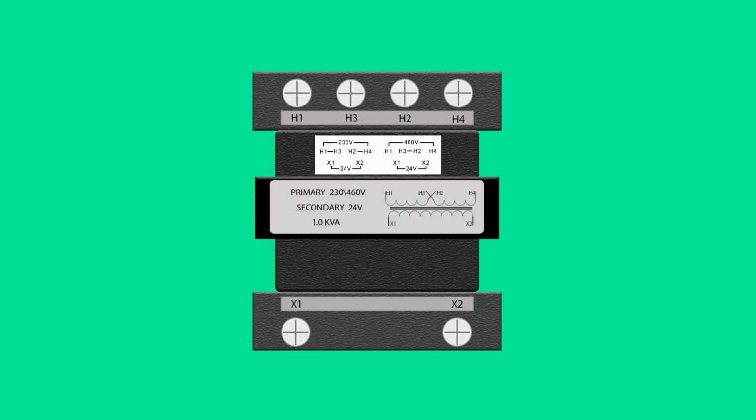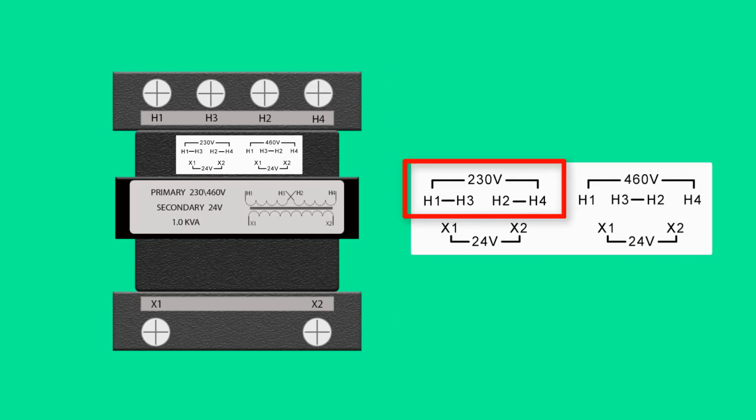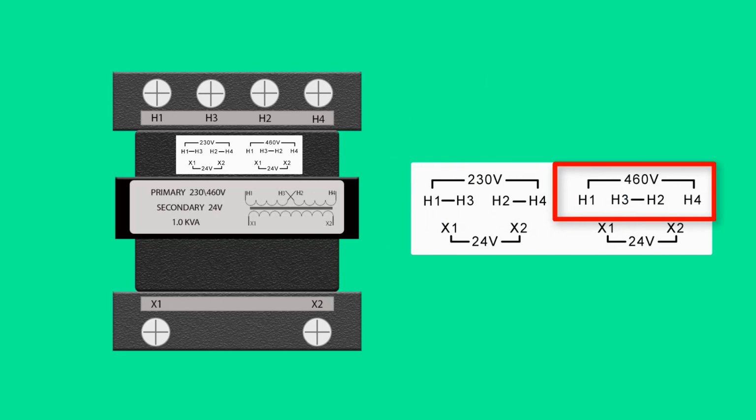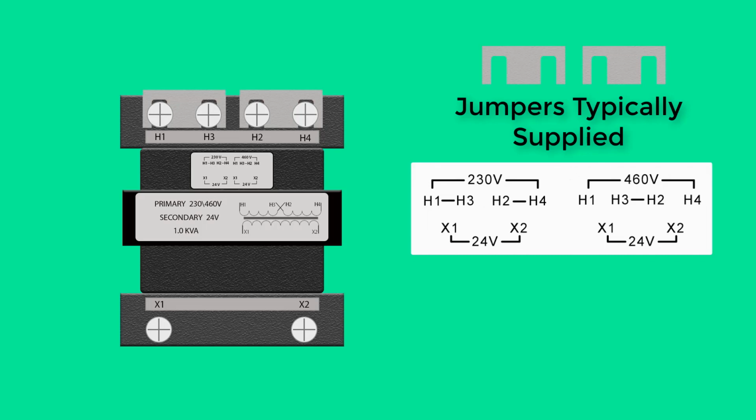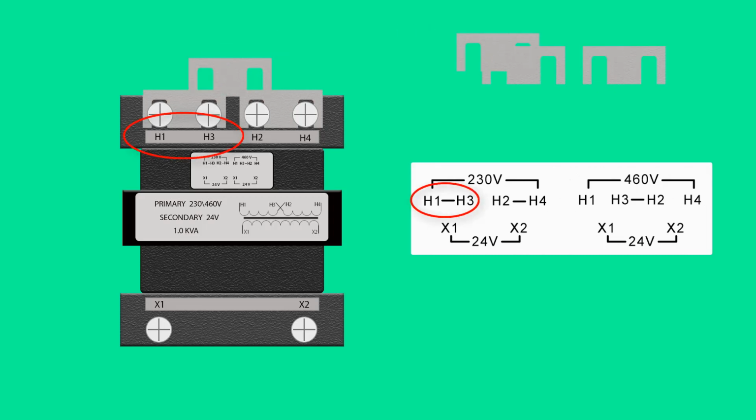A transformer wiring diagram identifies connections for a primary voltage of 230 volts, a primary voltage of 460 volts, and the secondary voltage connections. A typical transformer is supplied with metal connection jumpers. If not supplied with the transformer, it may be necessary to make the jumpers. The jumpers are used to make connections for either a 230 volt primary or a 460 volt primary. Two jumpers are used when the transformer primary is supplied with 230 volts. One jumper connects H1 and H3. The other jumper connects H2 and H4. 230 volts is then supplied to H1 and H4.